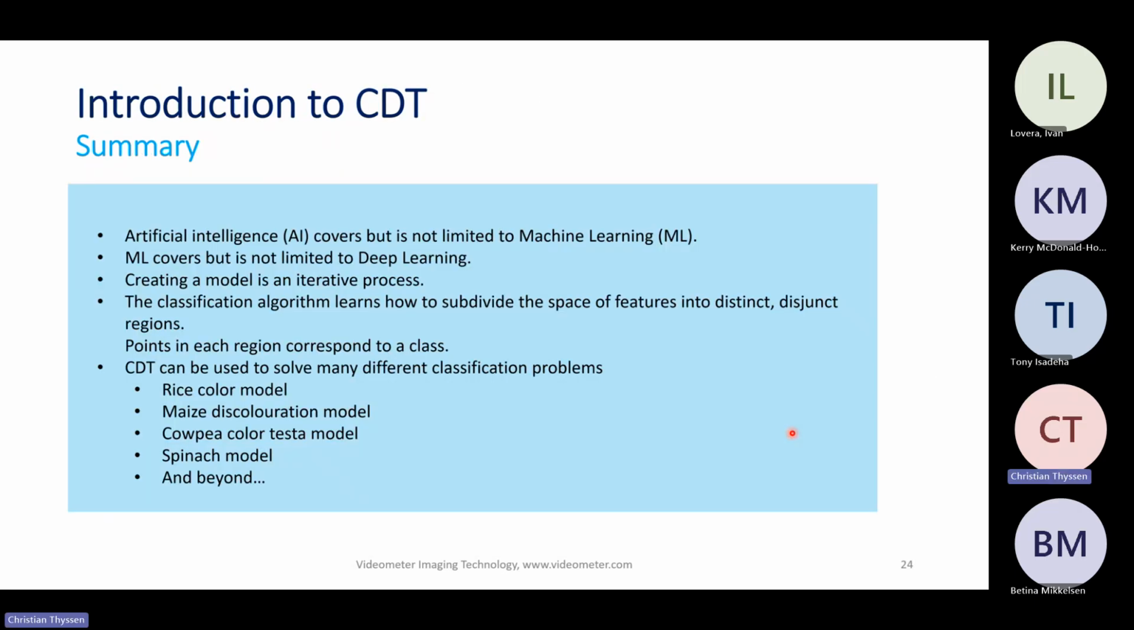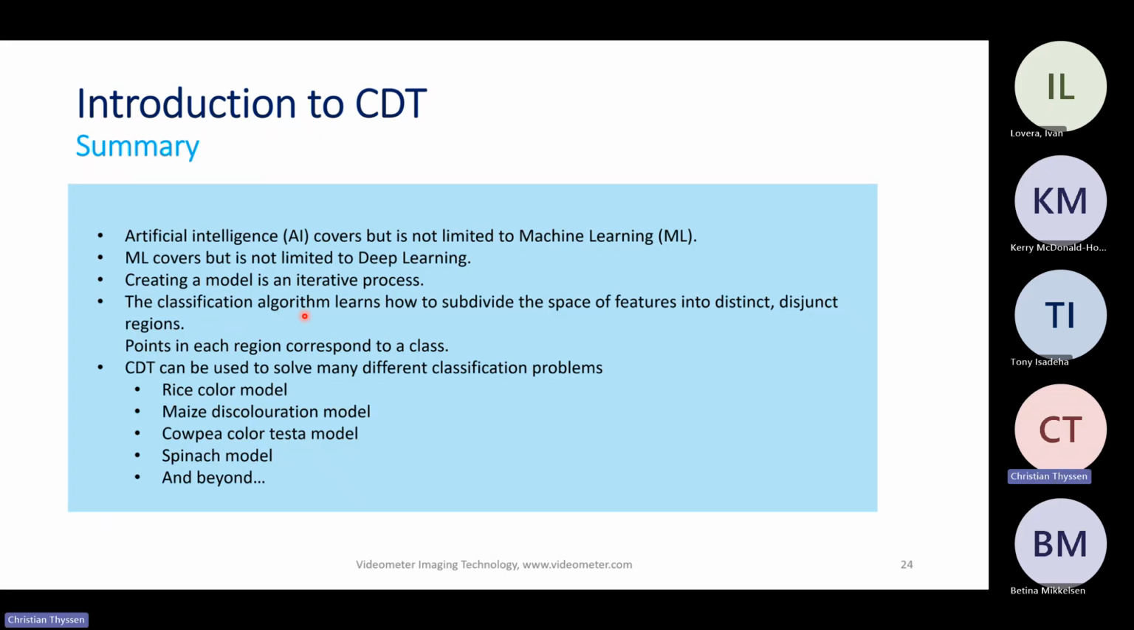Okay, so that was the entire slideshow, and the short summary is that AI, or artificial intelligence, covers, but is not limited to, machine learning, and machine learning covers, but is not limited to, deep learning. Creating a machine learning model is an iterative process. So you try something, you make some experiments, and you test something out, and you do this over and over until you are satisfied with the result.